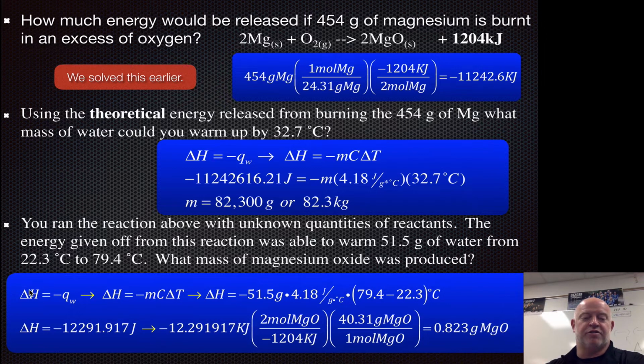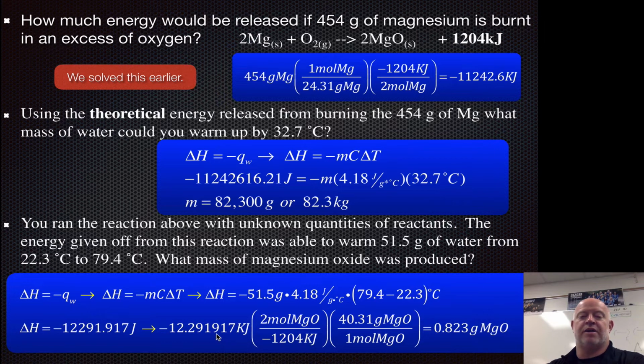So again, first thing I do is manipulate my equation. I know that my delta H is going to be equal to my negative mC delta T. The mass of the water we're using is 51.5 grams. My specific heat capacity was 4.18. My temperature change was, my final was 79.4 minus 22.3. Plugging those numbers in, I got a heat change value of 12,291.917 joules. I then converted that to kilojoules. So from here to here, I converted to kilojoules. Not rounding that number yet.